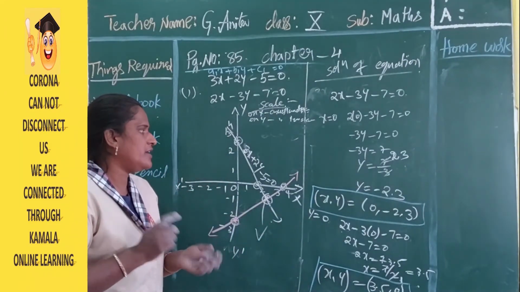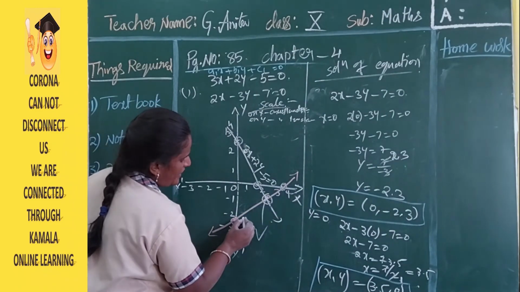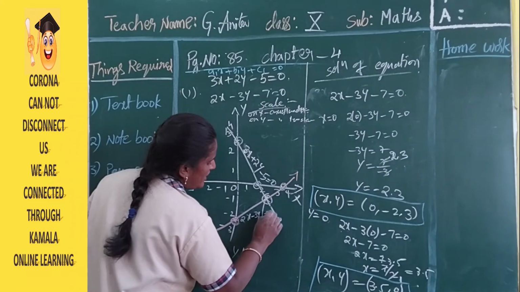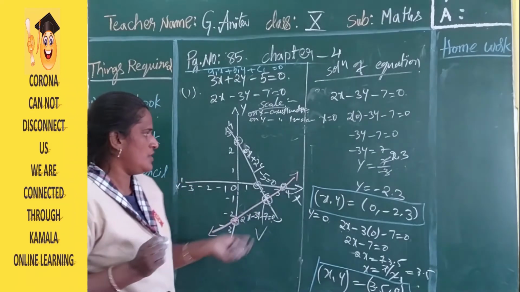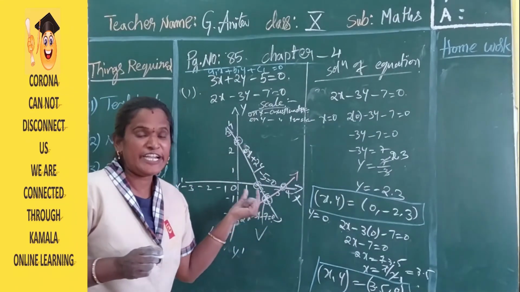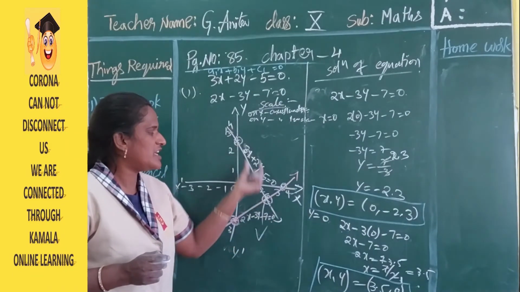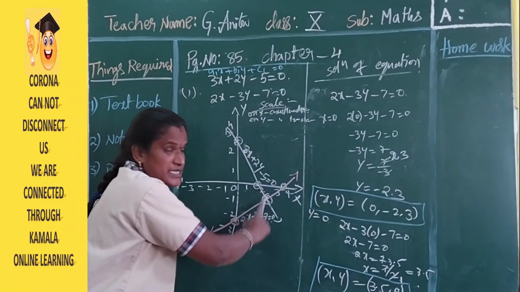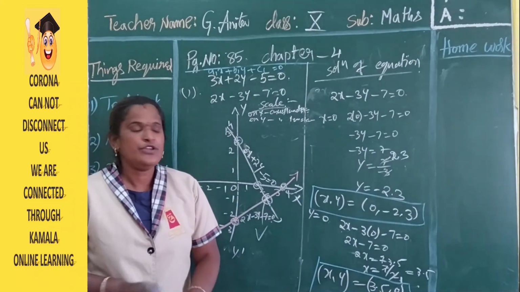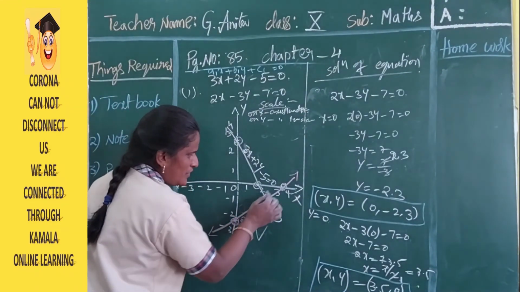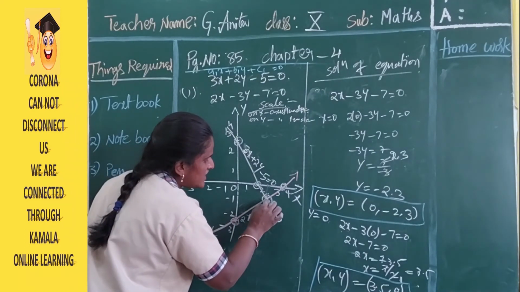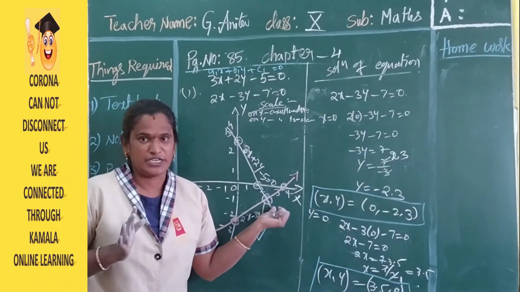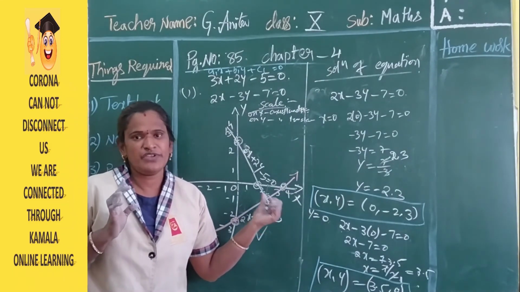So simply, the equation 2x minus 3y minus 7 is equal to 0 represents intersecting lines. The graphical representation is intersecting lines. It has only one solution, and you have to find the intersecting point also. Here, which point on the y-axis it is intersected, you have to mention. That is the solution of the given equation.